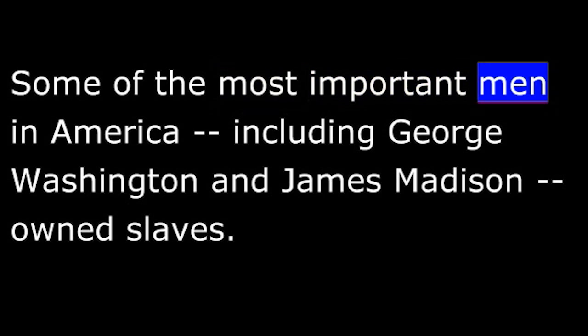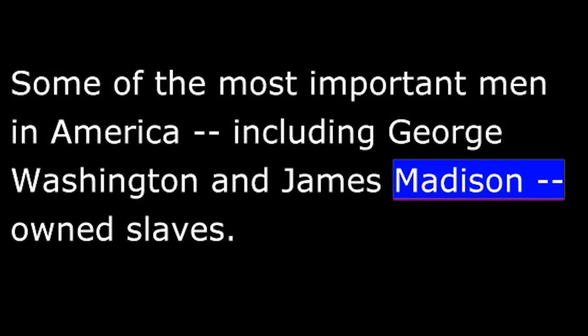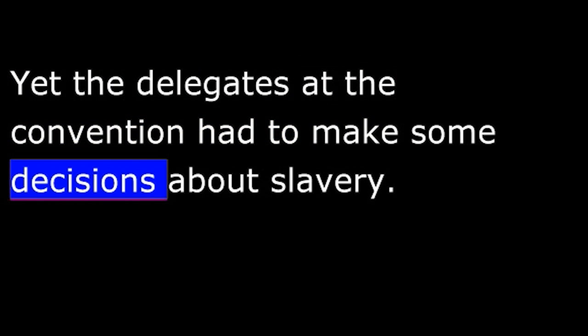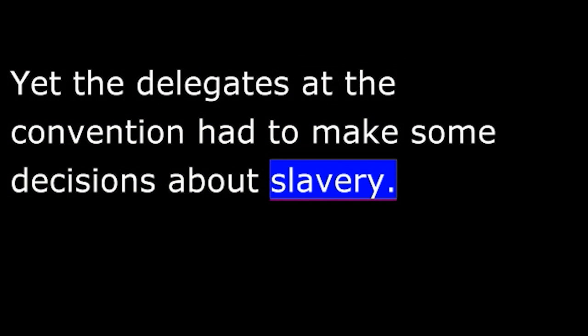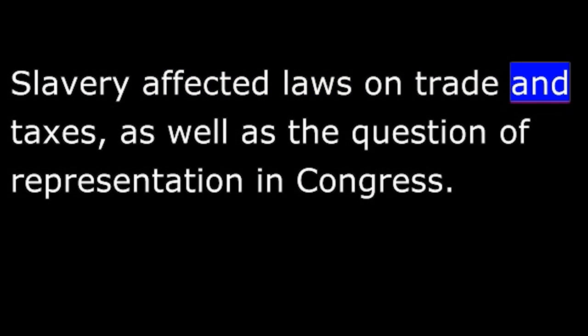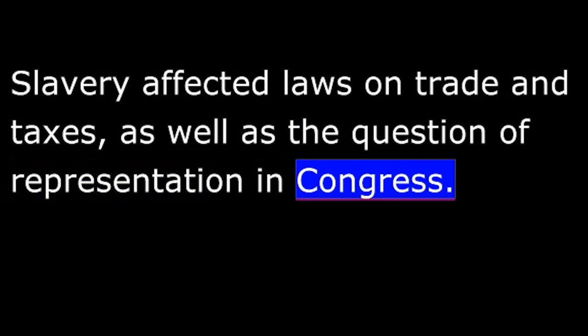The issue was never easy to discuss. Some of the most important men in America, including George Washington and James Madison, owned slaves. No one wanted to insult these men, yet the delegates at the convention had to make some decisions about slavery. Slavery affected laws on trade and taxes, as well as the question of representation in Congress.